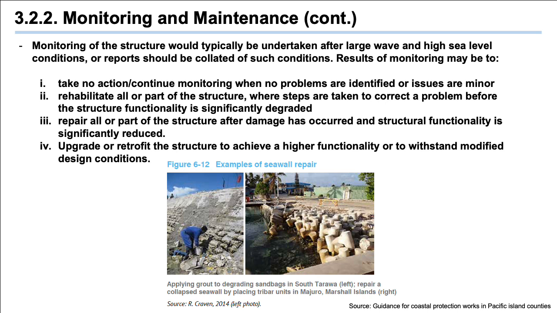First one is to take no action, continue monitoring when no problems are identified or issues are minor. Second one is to rehabilitate all or part of the structure where steps are taken to correct a problem before the structure functionality is significantly degraded. The third one is to repair all or part of the structure after damage has occurred and the structural functionality is significantly reduced. The fourth one is to upgrade or retrofit the structure to achieve a higher functionality or to withstand modified design conditions.